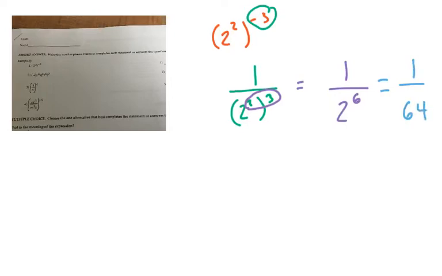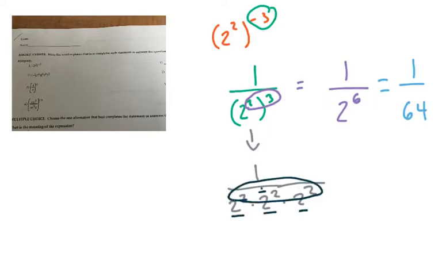Keep in mind that at this point, what we're really saying is 1 over 2 squared times 2 squared times 2 squared. And if you use the rules that we've talked about before, when you multiply numbers that have the same base, you add the exponents. So this again becomes 1 over 2 to the 6.